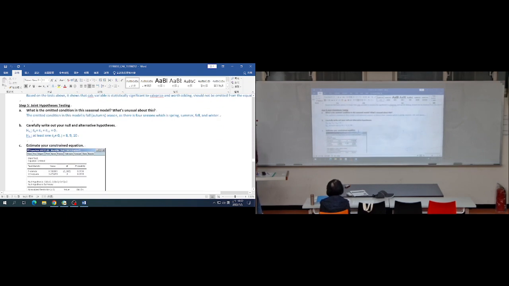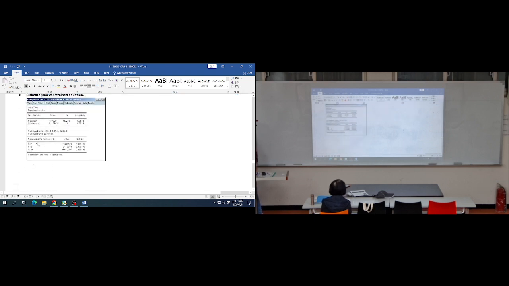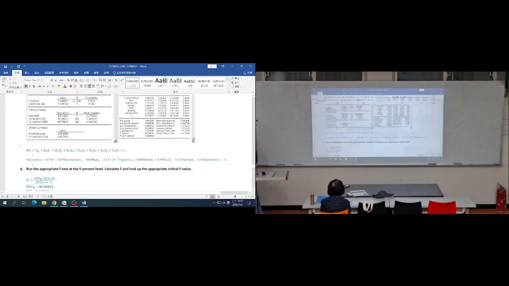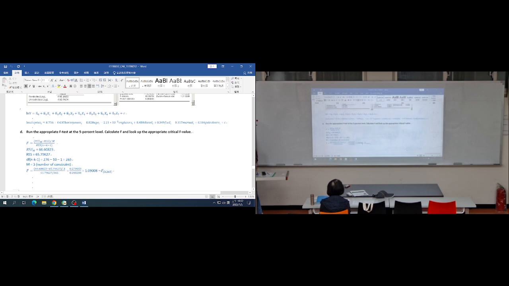Step 5 is the same for the A. This one is our null hypothesis and the alternative hypothesis. We do the Wald test and also the redundant variable test, and you also do these parts. We compare the F statistic from EViews and our calculation, and it is the same. Very good.